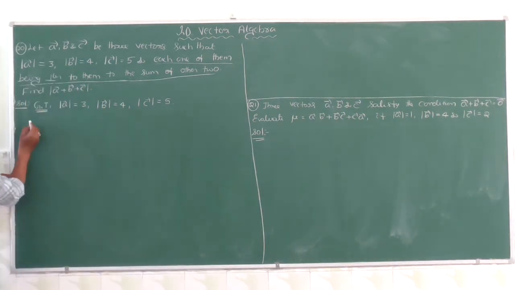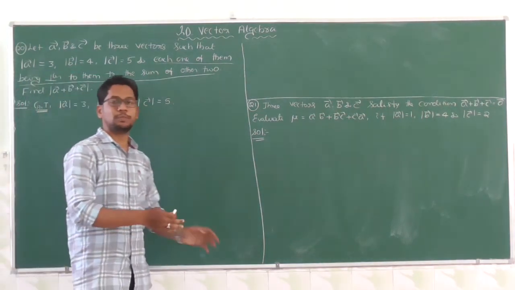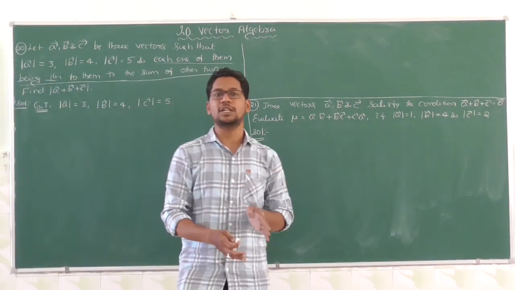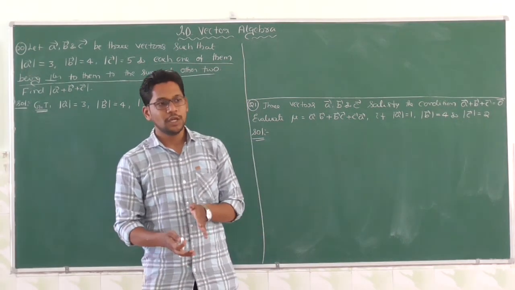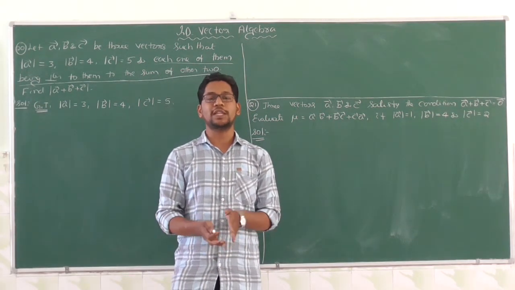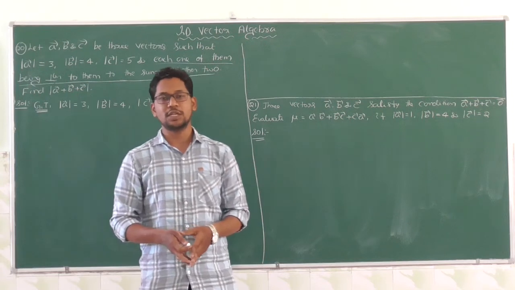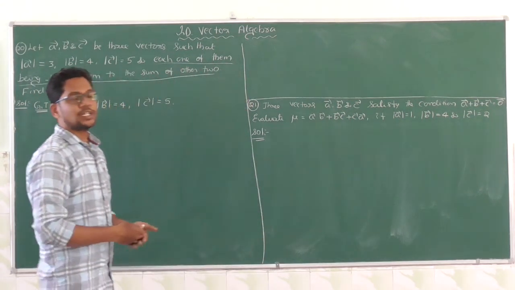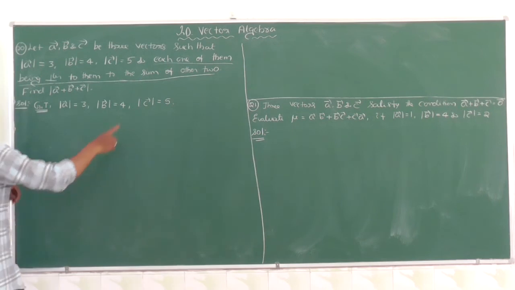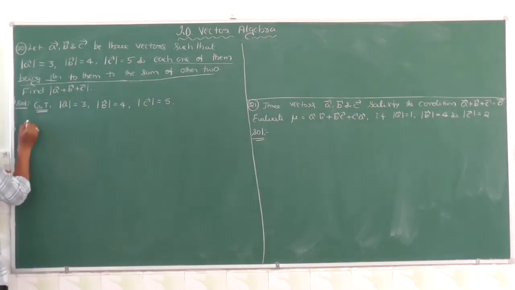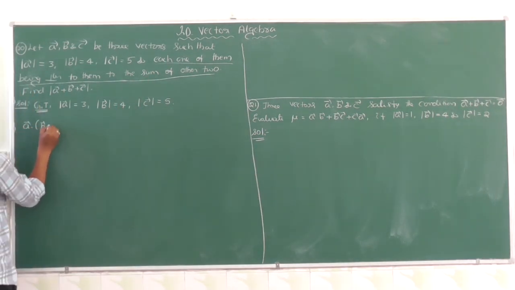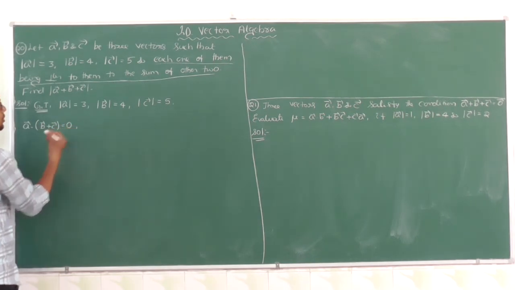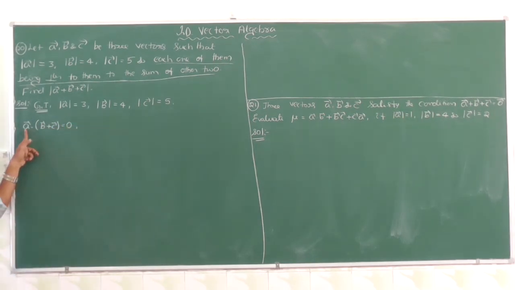How will it be? What is the perpendicular condition? In our previous class we already discussed the perpendicular condition. Two vectors are said to be perpendicular, then A dot B equals 0, right? By using that condition, here I am going to write A dot (B plus C) equals 0, each one of them being perpendicular to the sum of the other two vectors. Okay, perpendicular condition I am using here.